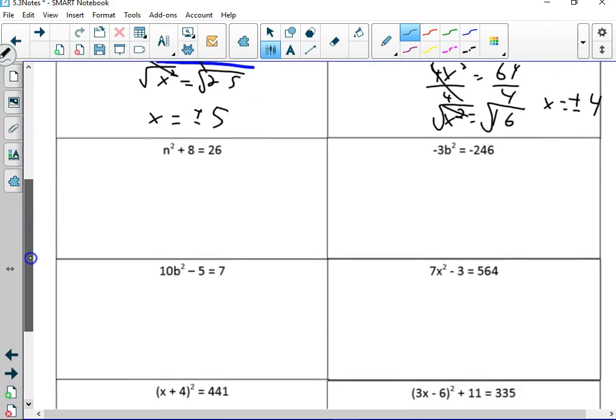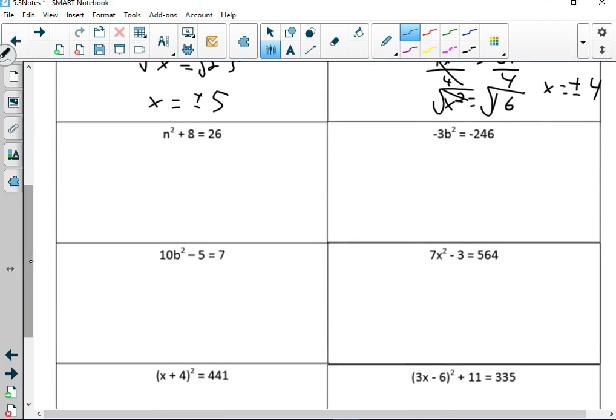All right. So, same thing. If this was just n plus 8 equals 26, we would minus 8 on both sides. And we're going to do the same first step. 26 minus 8 is going to be 18. Now, here's the thing though. 18 is not a perfect square. 16 is, 25 is, but 18 is not. 18 is in between. But we can still square root it.